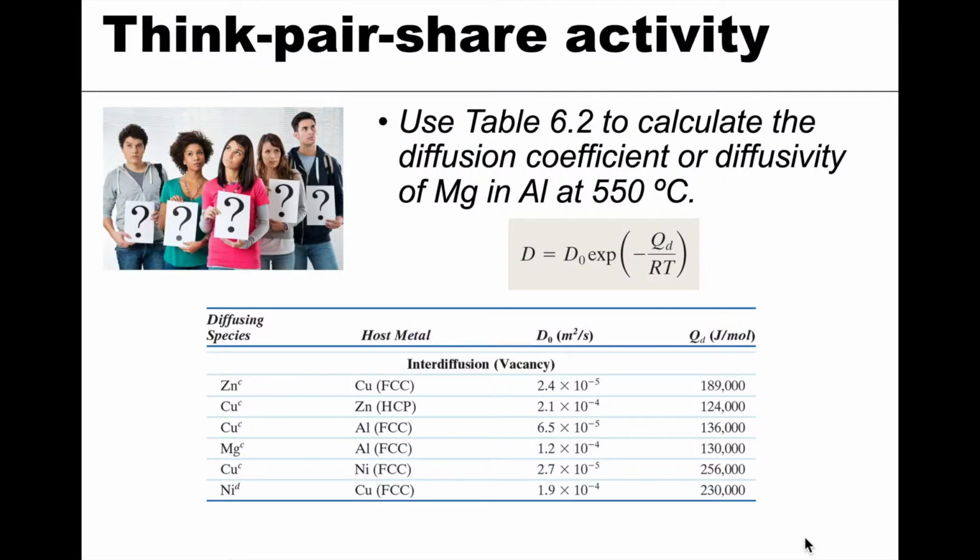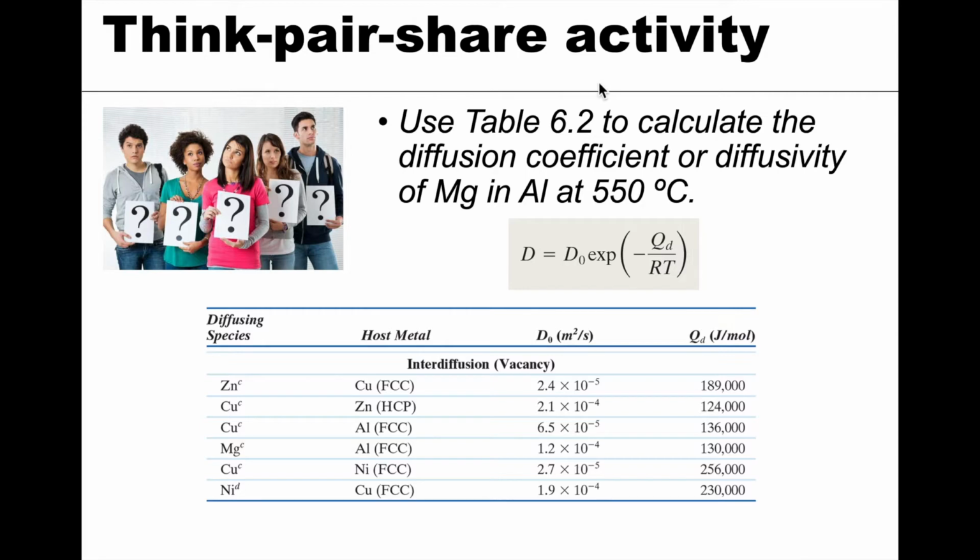All right, so let's now work an example with diffusivity. We're going to pull from data in Chapter 6, Table 6.2, to calculate the diffusion coefficient, or diffusivity, of magnesium in aluminum. So magnesium is diffusing into aluminum, and the temperature is 550 degrees Celsius.